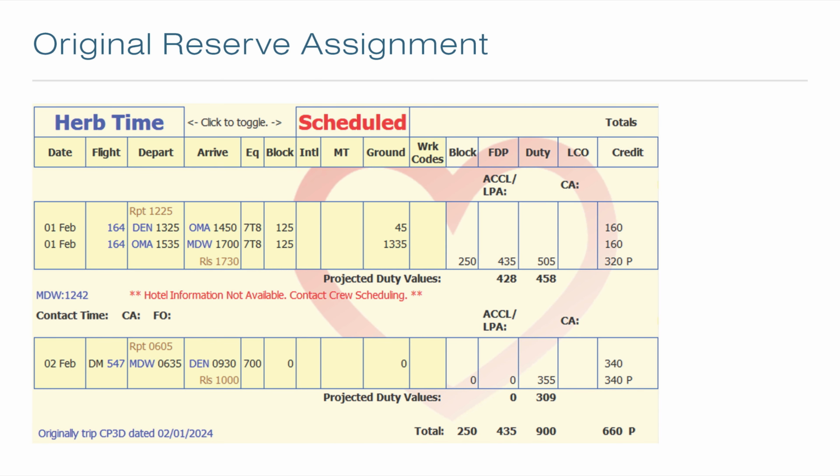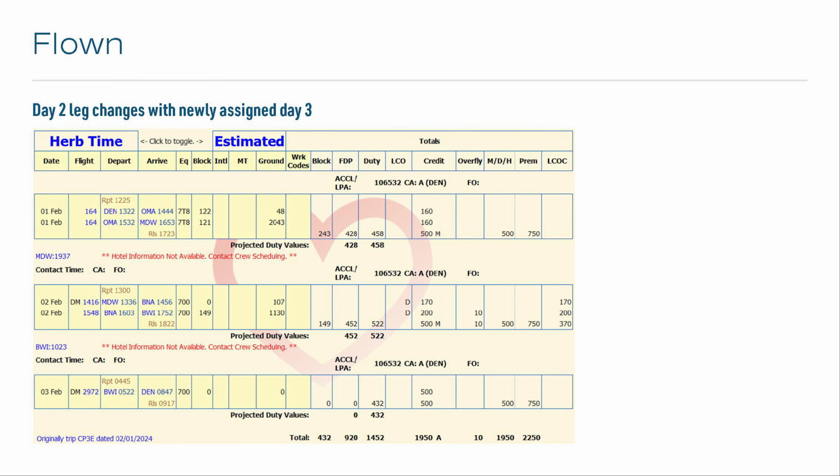Here we have a 3-day reserve who was initially assigned a 2-day pairing, and then was subsequently reassigned into a third duty period. That newly assigned third duty period becomes the new original for that day, and subsequent changes would then be due LCO. Days 1 and 2 get treated with the same LCO application as a line holder, as duty periods 1 and 2 of a 3-day pairing.